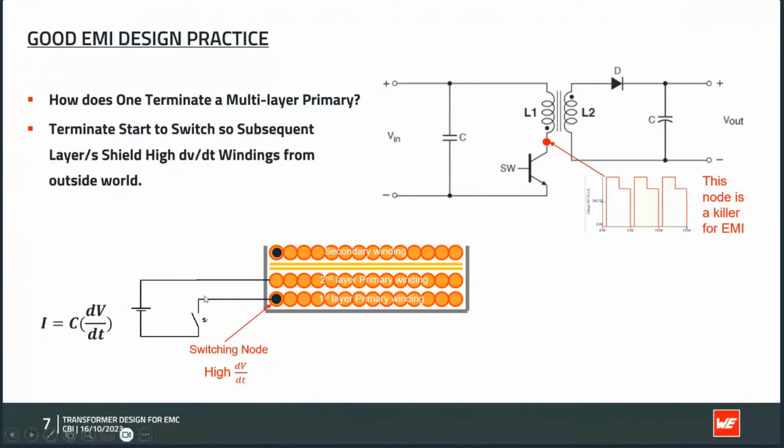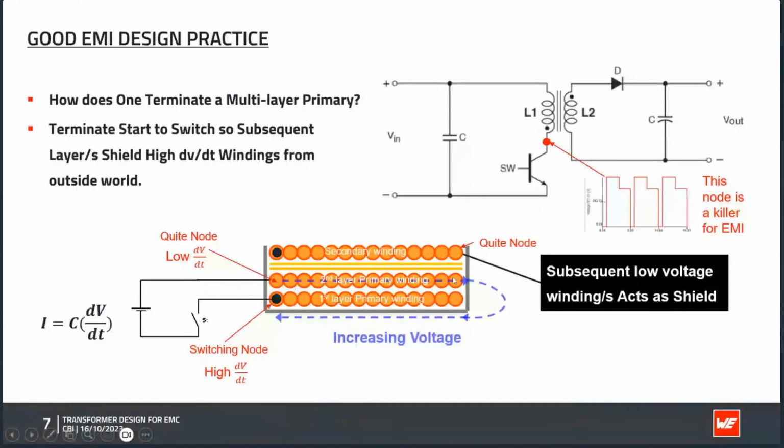So what we have connected here to the switch, we call this the switching node, or the high du by dt. And the end of the primary winding is called the quiet node, or the low du by dt. So we really see, as we go along the winding, the voltage increases if we come from the end, or decreases if we look from the start. And not only the voltage decreases, but also the change of voltage. So the du by dt decreases as we go along the winding.